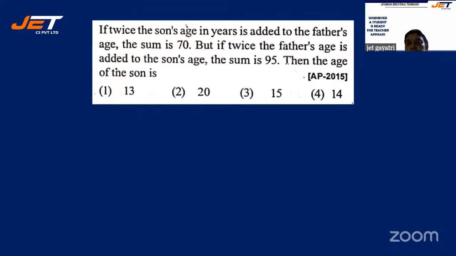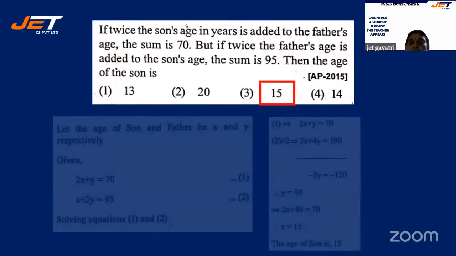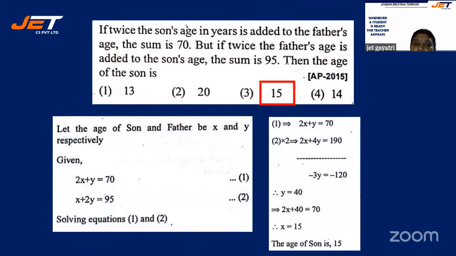If twice the son's age in years is added to the father's age, the sum is 70. But if twice the father's age is added to the son's age, the sum is 95. All right, see here, let the age of son be X, father be Y. So if twice the son's age, that is 2X, is added to the father's age Y, the sum is 70. But if twice the father's age, that is 2Y plus X, is equal to 95.